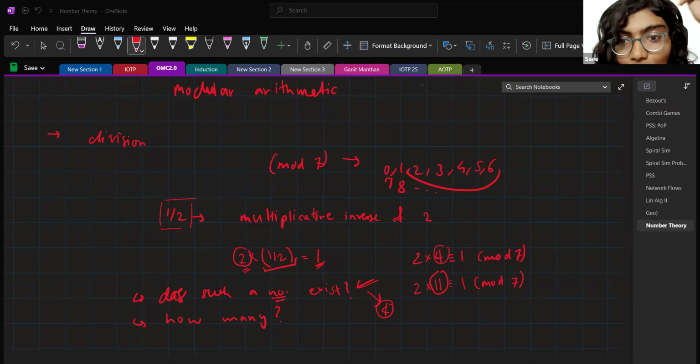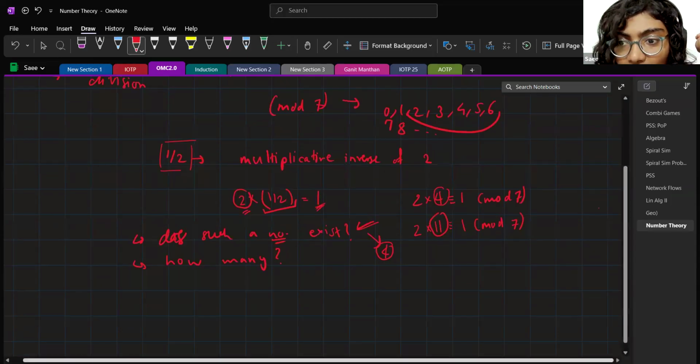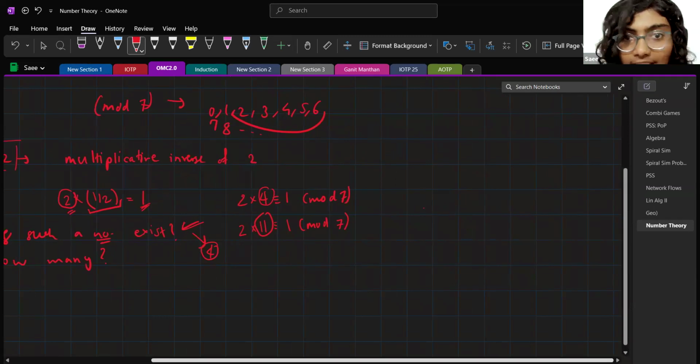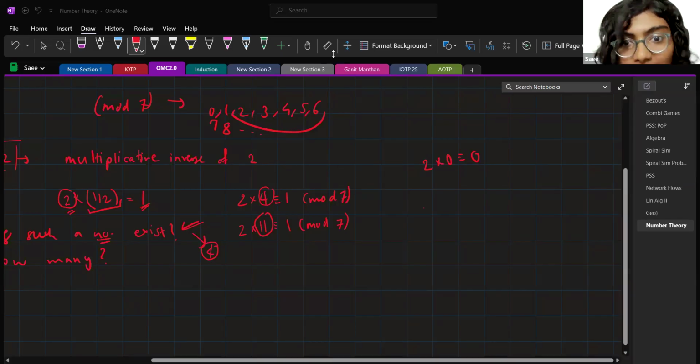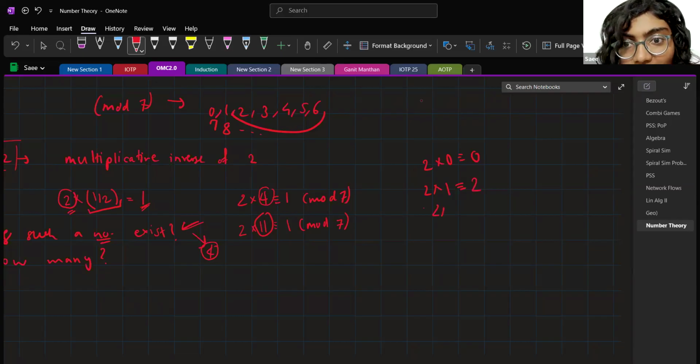So 4 mod 7. Let's also quickly look into whether there can be any other solution. We can just quickly verify that as we only have 7 cases. For example, 2 times 0 doesn't give us 1 because it gives us 0. We can quickly verify this one. If we have 2 times 1, it doesn't give us 1, it gives us 2.